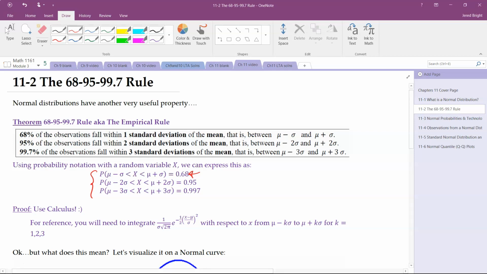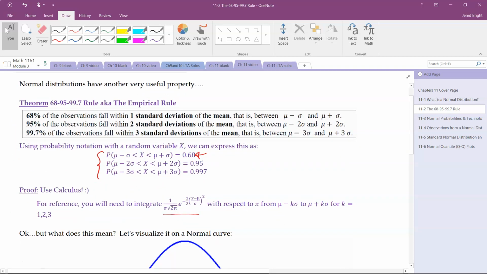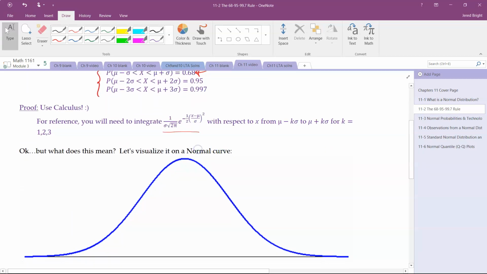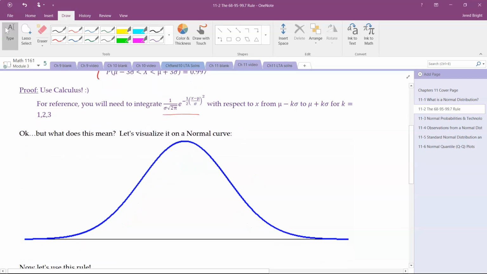Now I call this a theorem because we can actually use calculus to prove it. What you need to do, once you've taken calculus, actually you need calculus 2 and a little bit more, is integrate this function with respect to x from whatever your bounds are, and then you'll get these numbers popping out. Technically, you have to use a Taylor series to do it, but I digress. So, calculus aside, let's see how this works out on our curve.